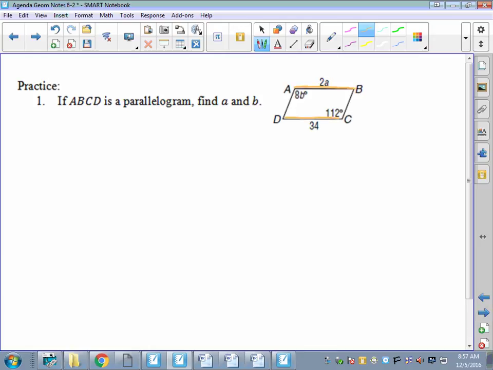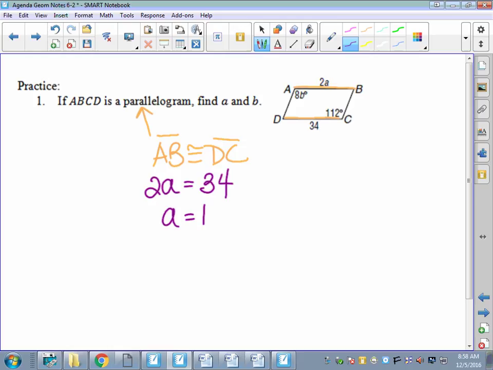So what do you know about those sides? What do you know about side AB and side DC? They have to be congruent, right? Because we've got ourselves a parallelogram. So if it's a parallelogram, opposite sides are congruent, which means that 2A equals 34, which means that A equals 17.